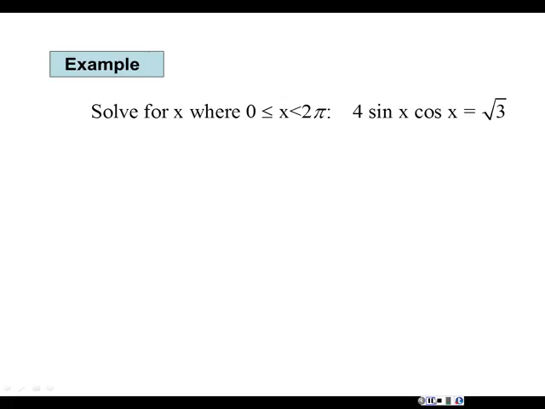So now you have 4 answers. What are the answers? X equals to pi by 6, 7 pi by 6, pi by 3, 4 pi by 3. These are all the 4 answers we have.